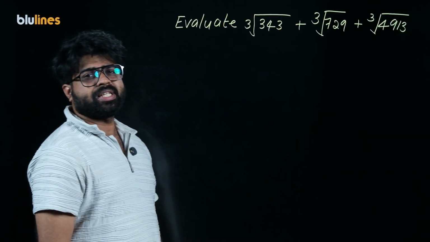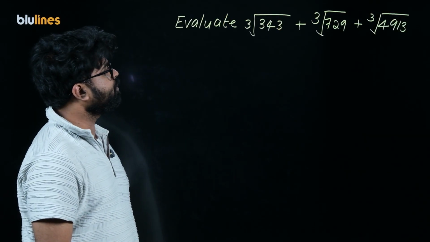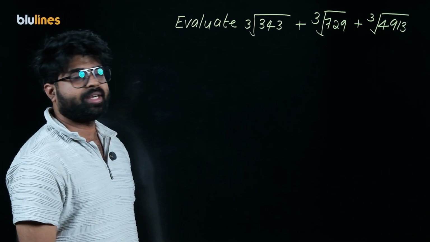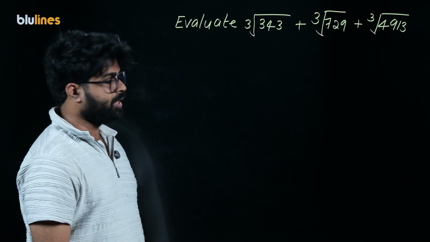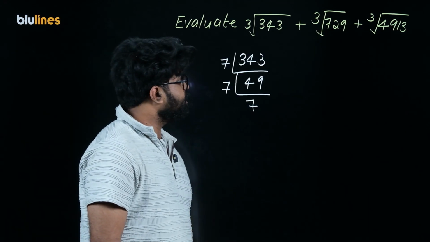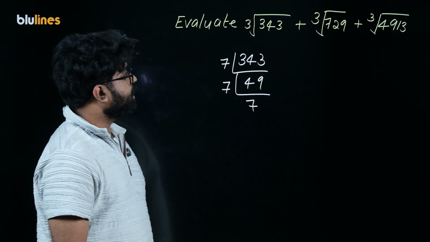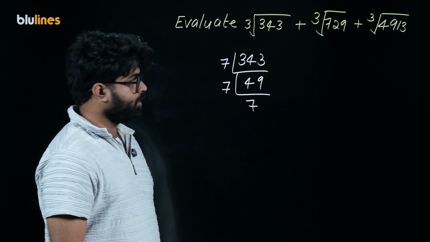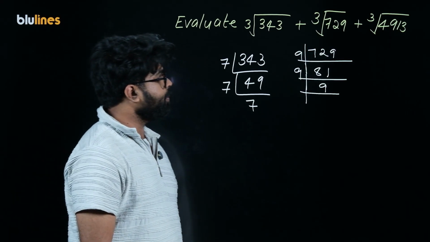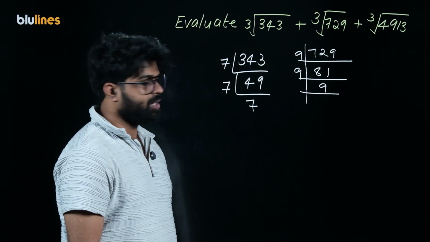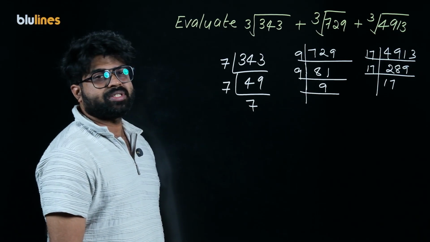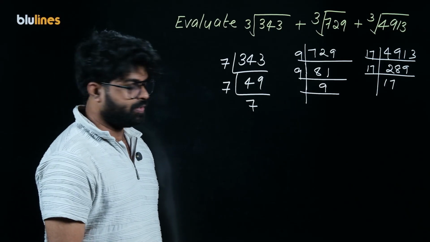Now let us see a problem. The problem is cube root of 343 plus cube root of 729 plus cube root of 4913. On factorization, I can say that 343 can be expressed as 7 multiplied with 7 multiplied with 7. Of course, 729 can be expressed as 9 multiplied with 9 multiplied with 9. And 4913 is nothing but 17 multiplied with 17 multiplied with 17.